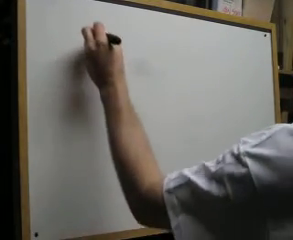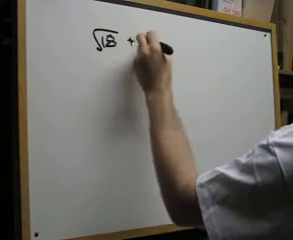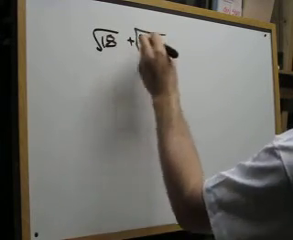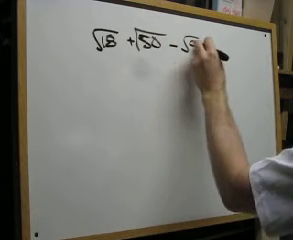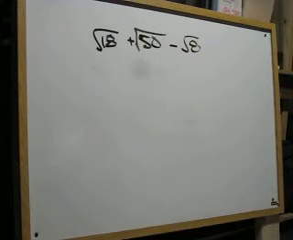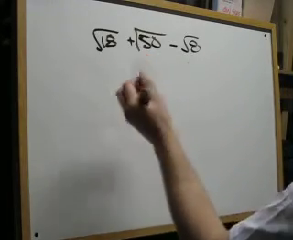Okay. Let's look at another one here. Let's look at the square root of 18 plus the square root of 50 plus, let's do minus the square root of 8. And this is example number 4 on page 432. Alright, so we're going to reduce all these, or simplify all these.